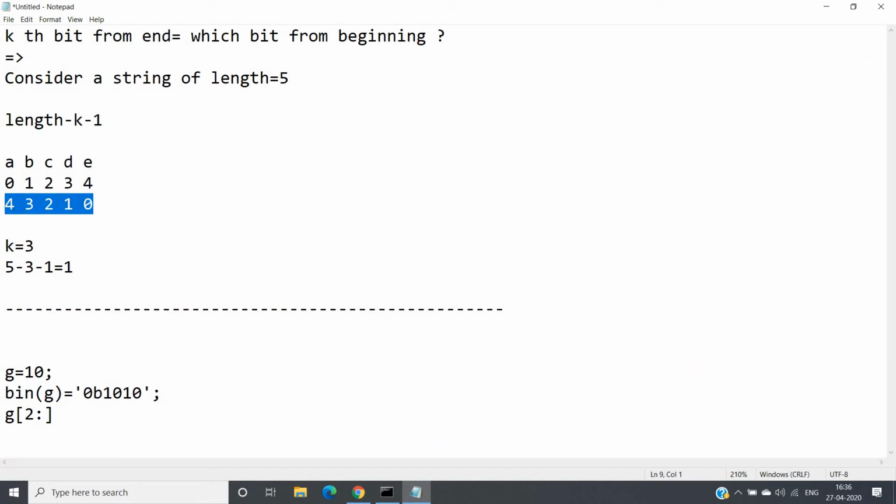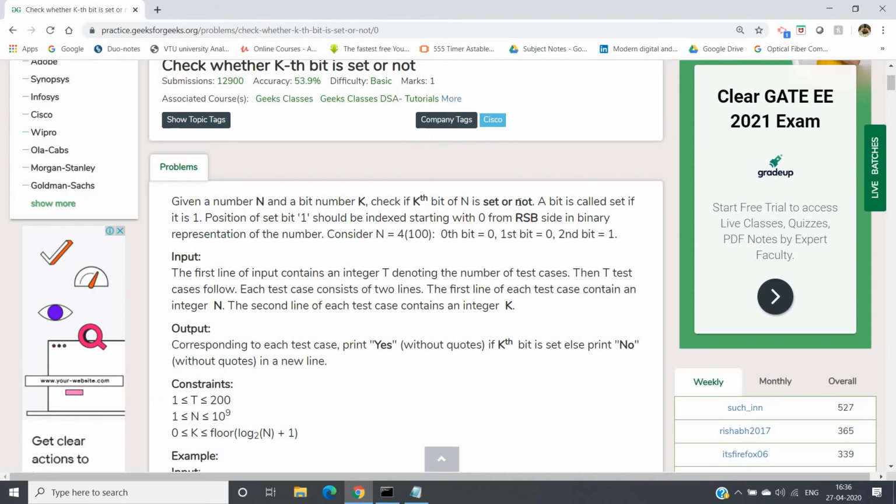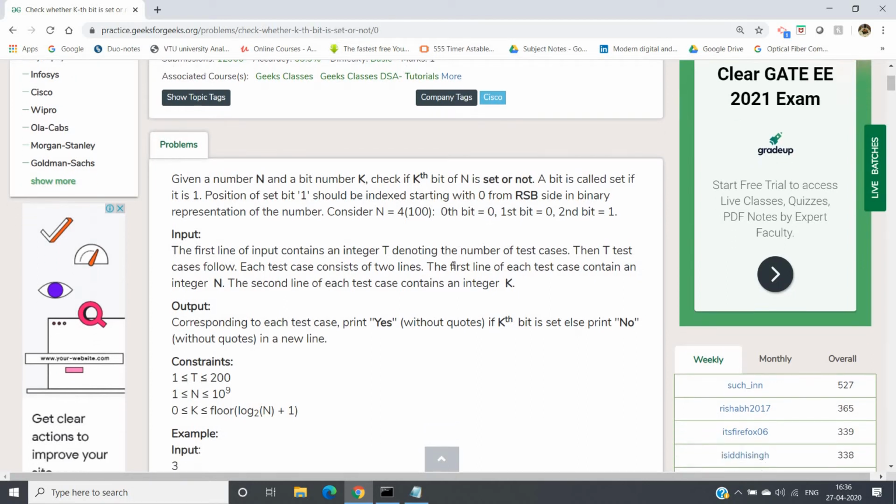Okay, so if we are comfortable with the left hand side notation, we can simply use this operation and get the left hand side. Now what we have to do is tell whether the kth bit from the right hand side, where index starts from 0 from the right, is set or not. Set means whether it is 1 or not.